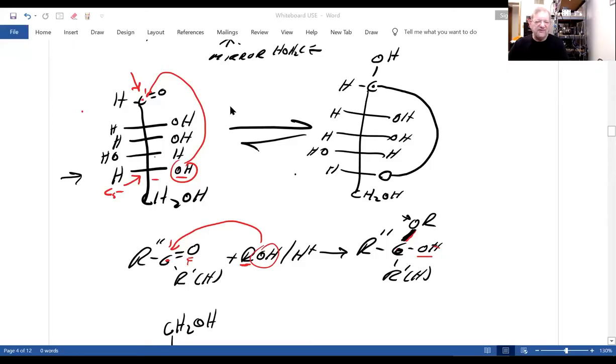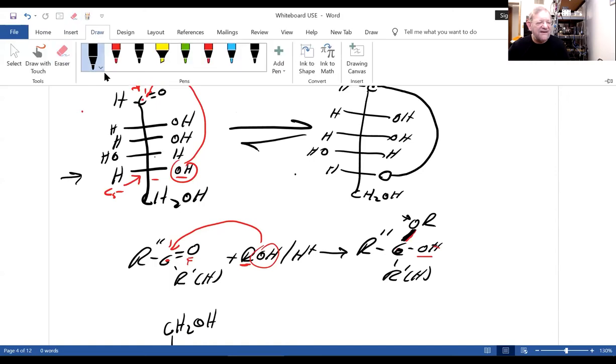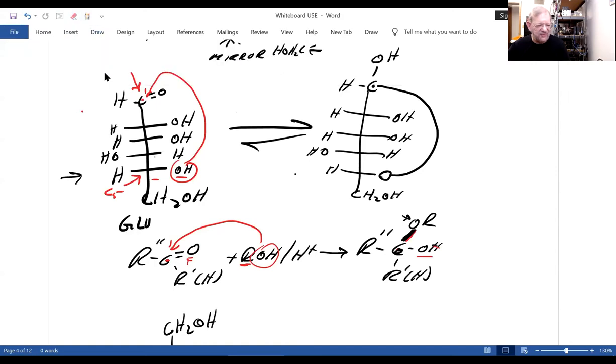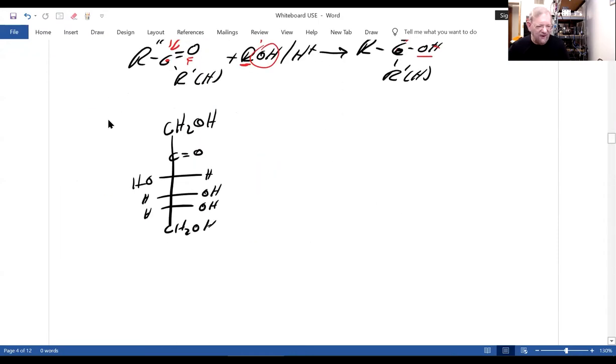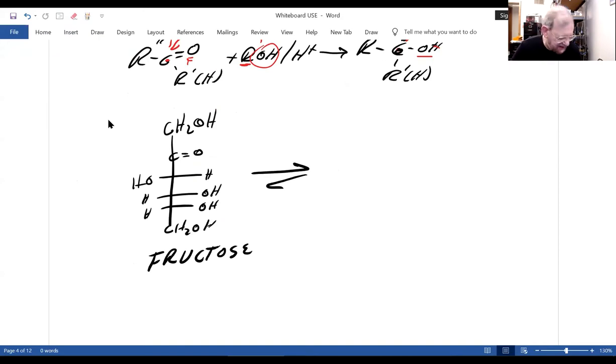And by the way, I forgot to tell you something, in case you didn't figure this out. This is glucose. And now if we do another one, which this is fructose, same question, give the organic product or products for the following. 3 points each.